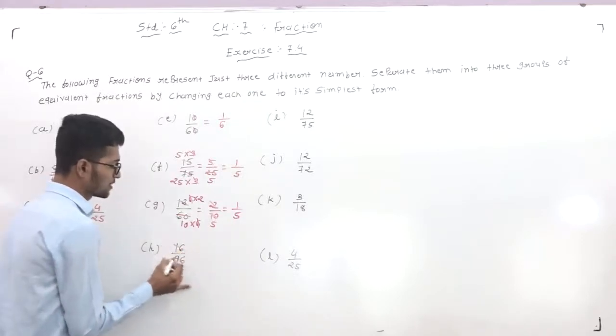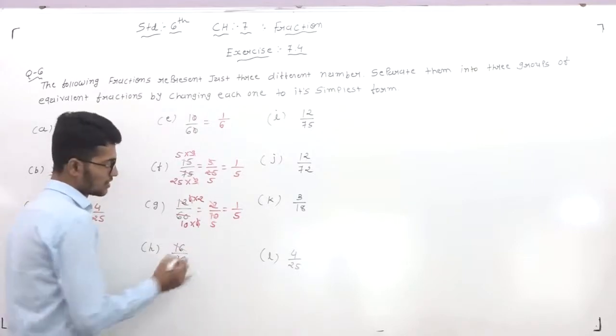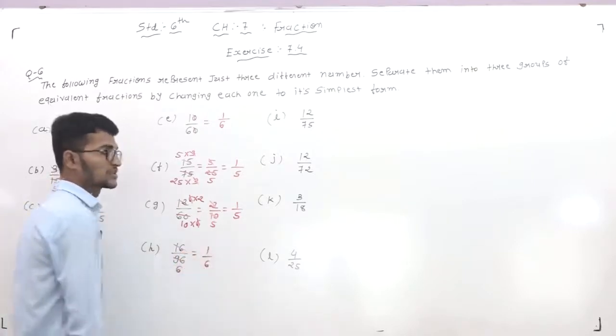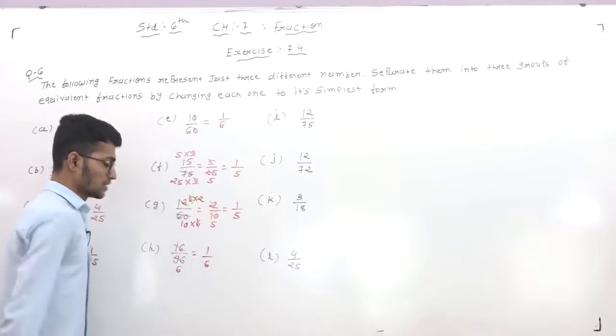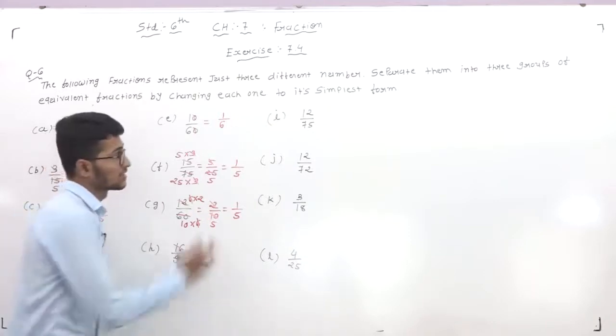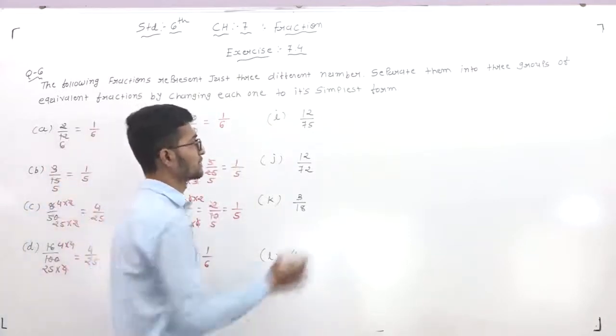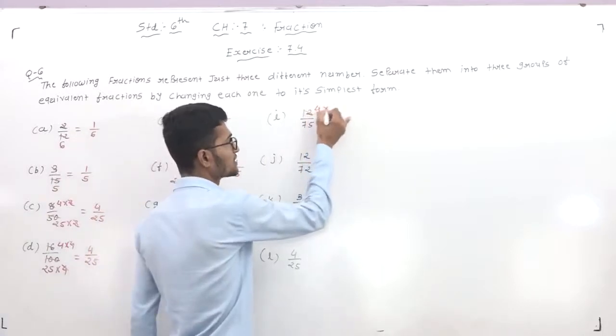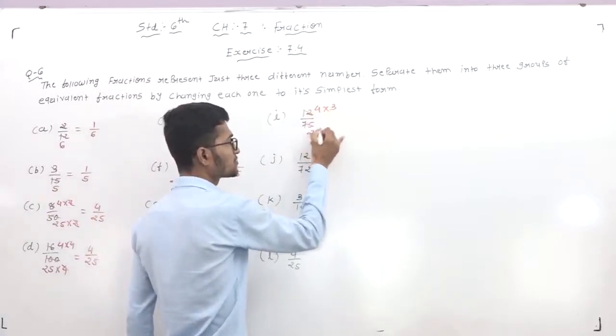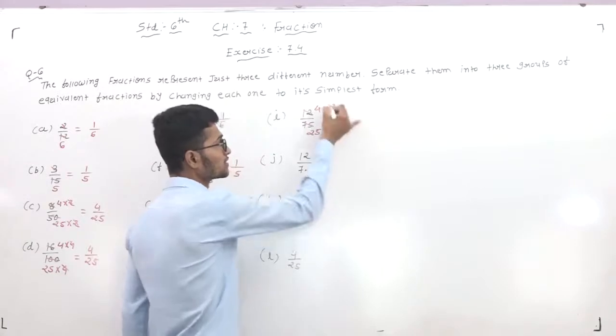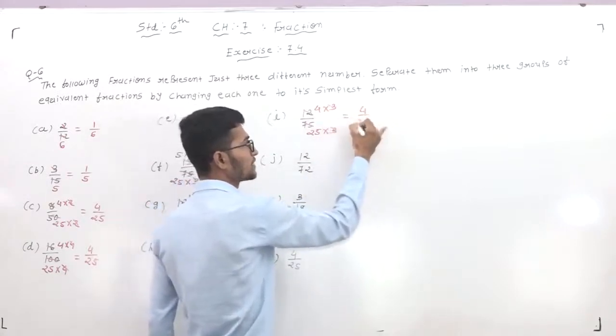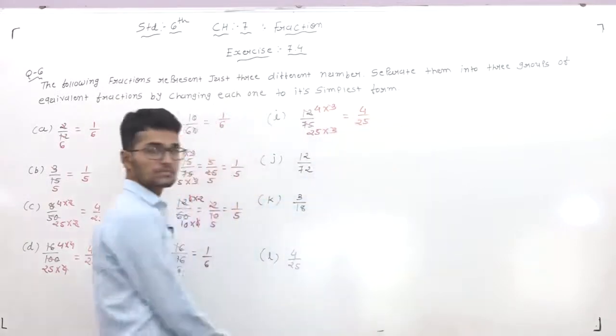Then the next one, 16/96. Here directly cutting is possible: 16 6s are 96. So 1/6 is our simplest form of 16/96. Next 12/75. Here 4 3s are 12, and 75 is cut, 25 3s are 75. 3 3 cut, it means 4/25. This one is our simplest form.